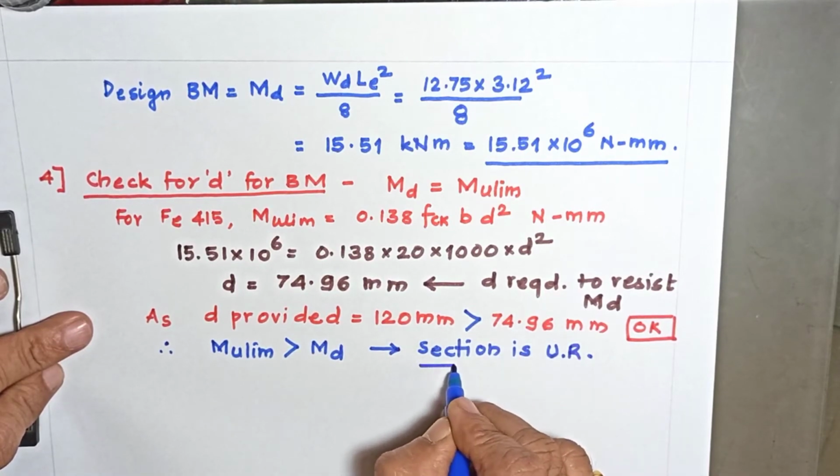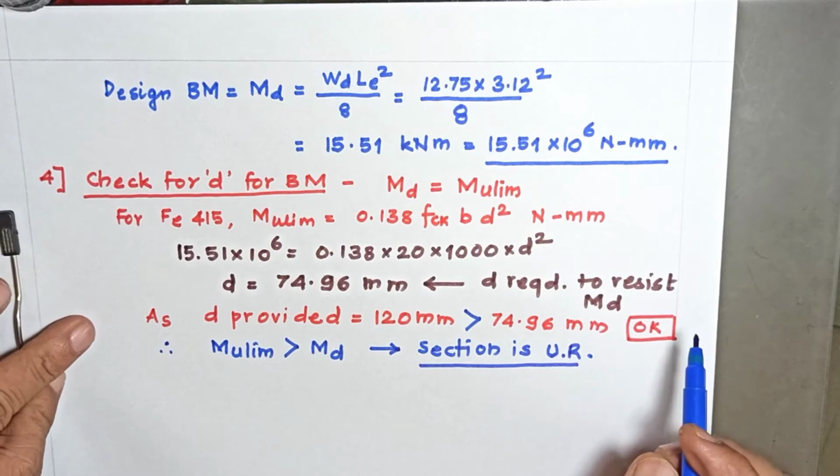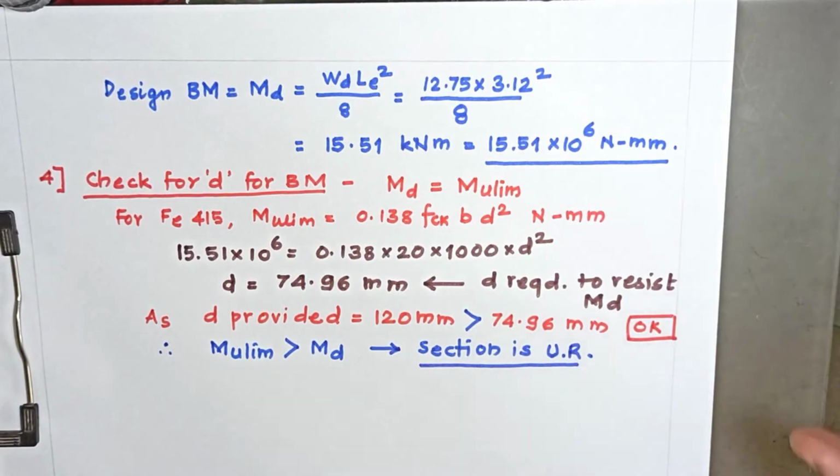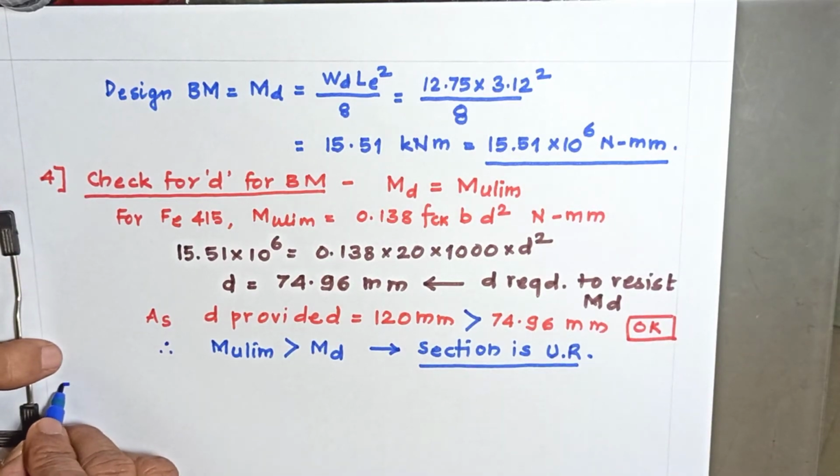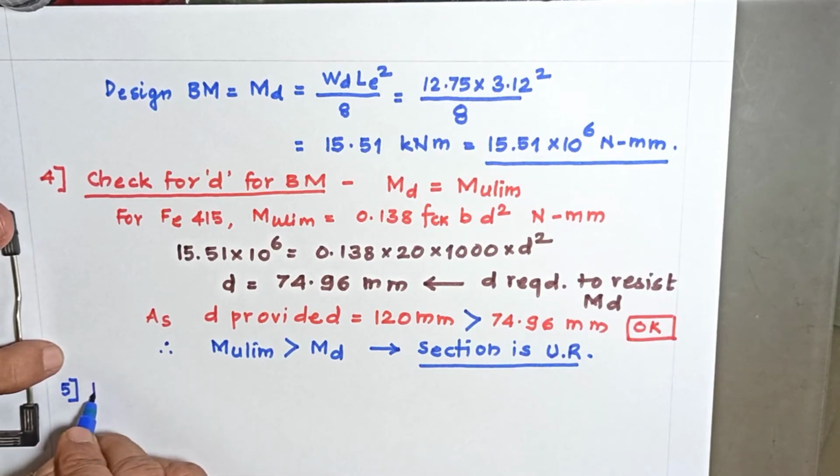So this is an important step in which you have to show that whatever values of depth and all these things you have taken, definitely the section is under reinforced. Okay. Now, as you have checked the value of D for bending moment, the next important step is to calculate the reinforcement.